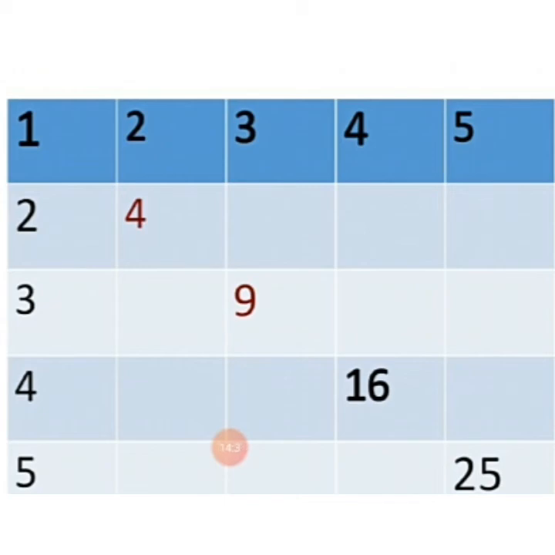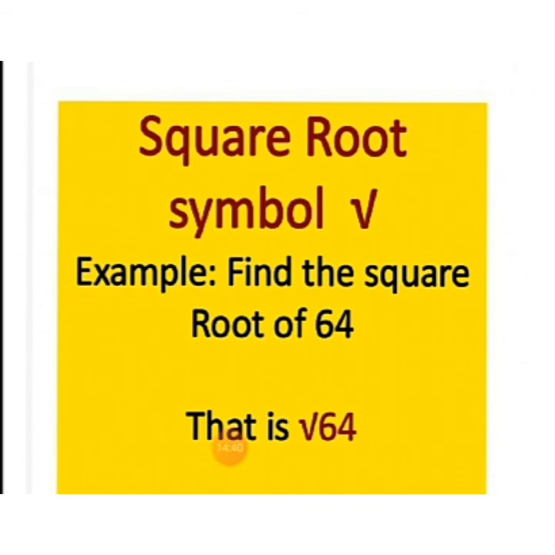Okay, let's consider square roots. The symbol over there denotes square roots. And normally let's do one exercise here. It says, find the square root of 64. That's how it's written. Square root of 64. Let's do that together.